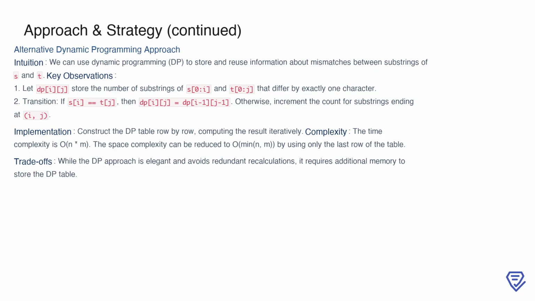By filling out this table row by row, we can iteratively calculate the result. While the time complexity is O(n * m), the space complexity depends on whether we store the entire table or just the last row. This approach is elegant and avoids redundant calculations, but it does require extra memory to maintain the DP table, which can be a limiting factor for large input sizes.